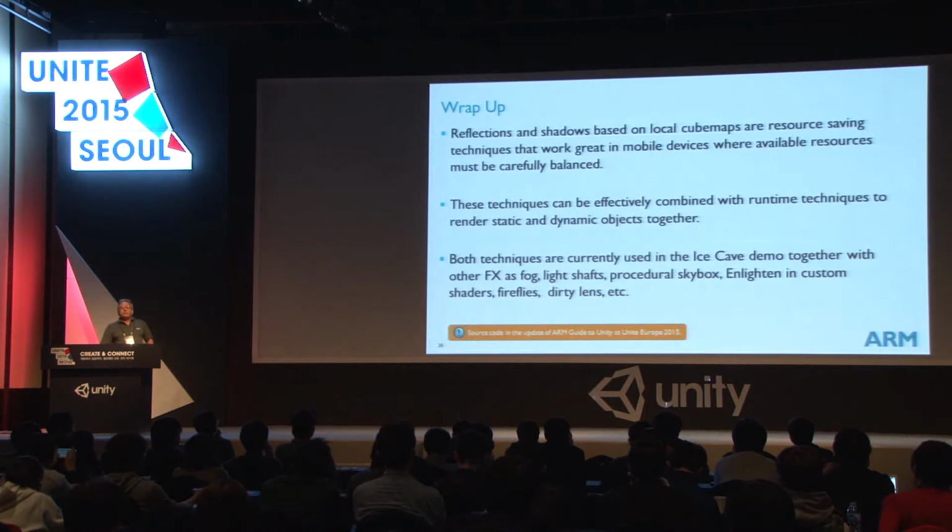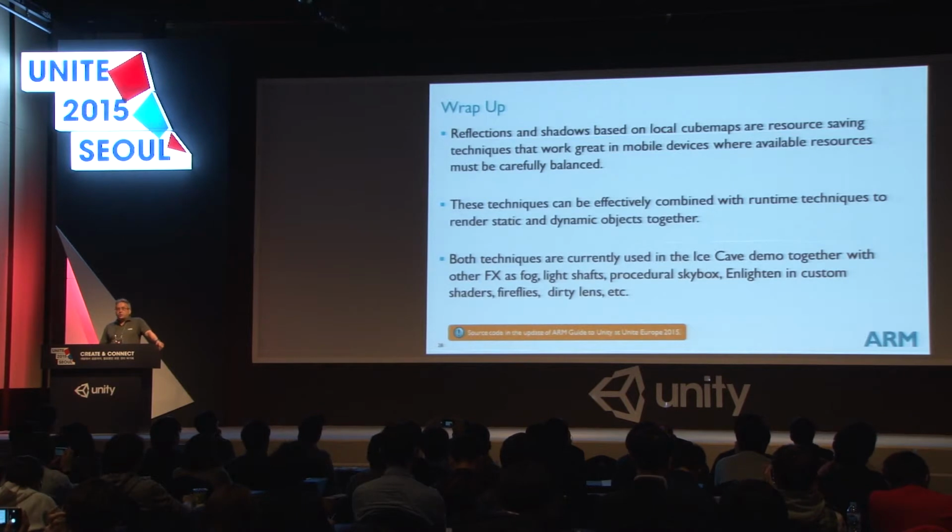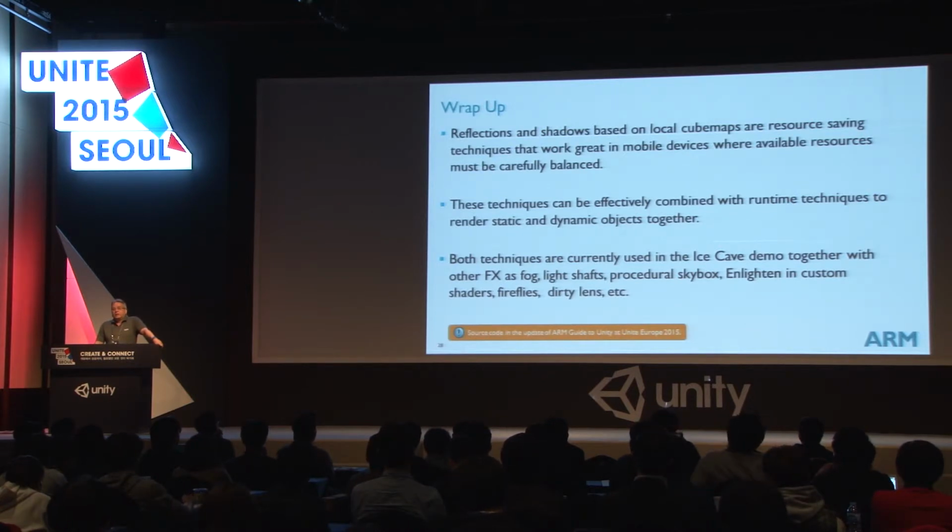So wrapping up what we've seen so far, we can say that reflection and shadow based on the local cube map model, both techniques we've seen so far, are resource-saving techniques that work very well for mobile devices, where resources must be carefully balanced at runtime. These techniques can also be effectively combined with other existing techniques to render reflections and shadows from dynamic objects.